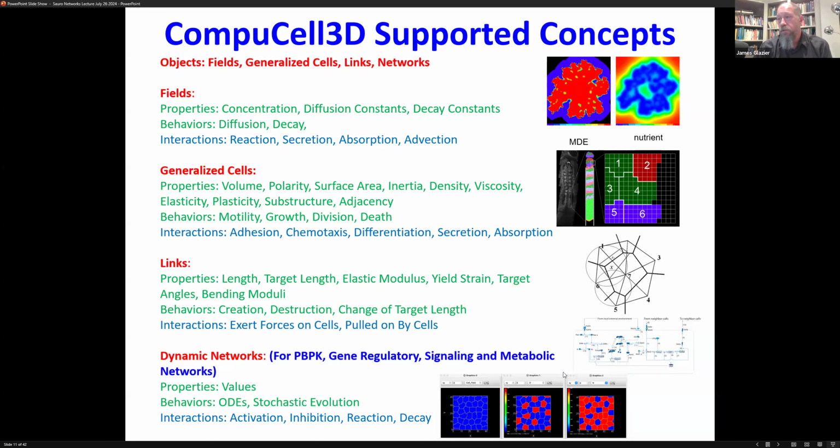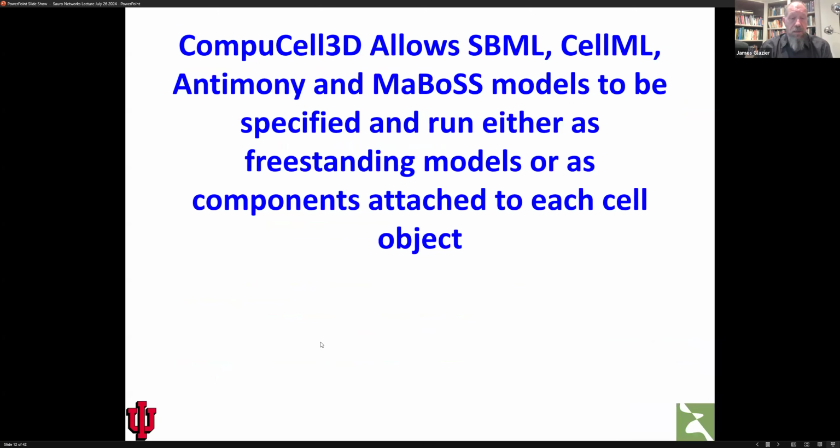Those networks, again, could be representing something like a signaling network or gene regulatory network, biochemical reaction network, or a pharmacokinetic transport network as well. So those are all built-in concepts inside of CompuCell. You can specify your networks.